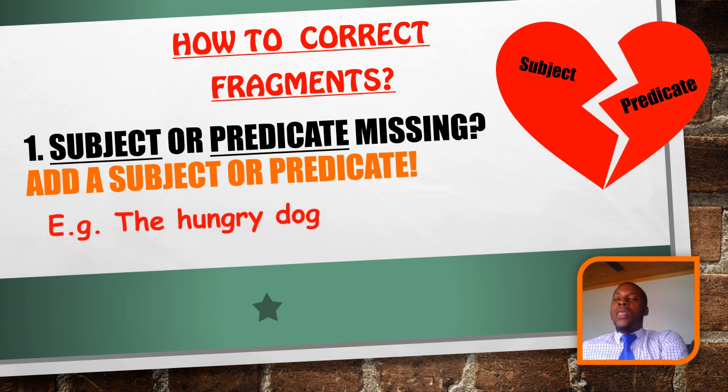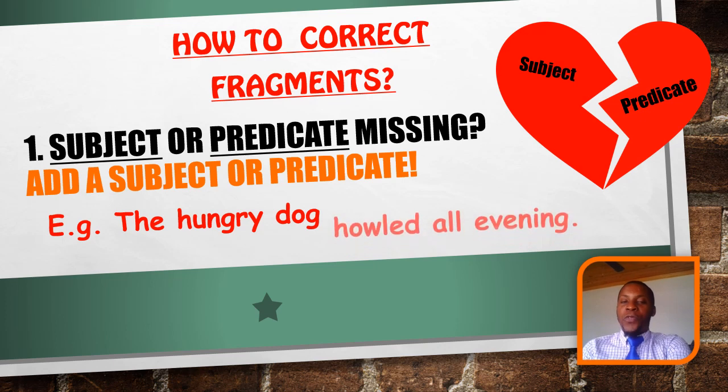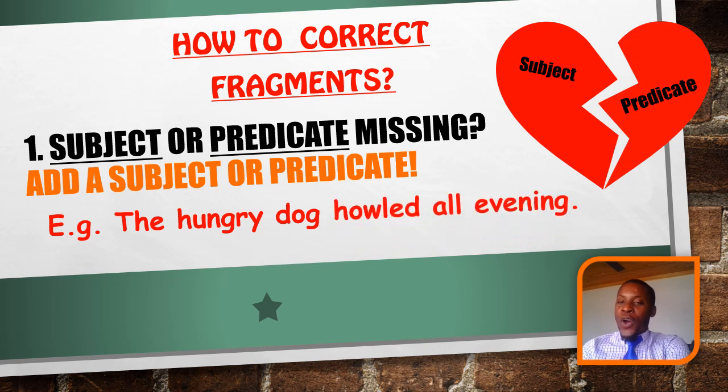Example 1, the hungry dog. Is the hungry dog a subject or a predicate? Well, yes, we see the word dog there, and dog is a noun, so we must have our subject, and we need to add a predicate. So what are we going to say about the hungry dog? Well, the hungry dog howled all evening. Howled is a verb, and so we've added safely a complete predicate.